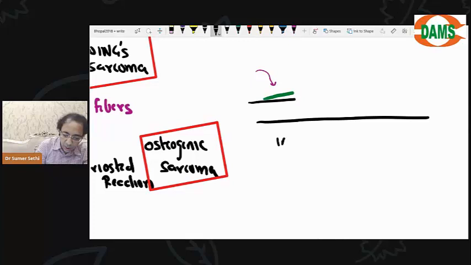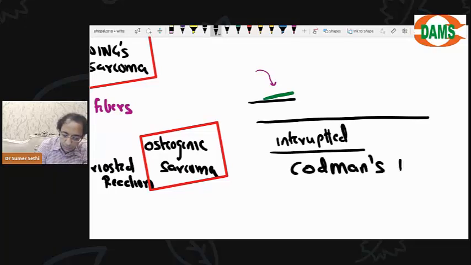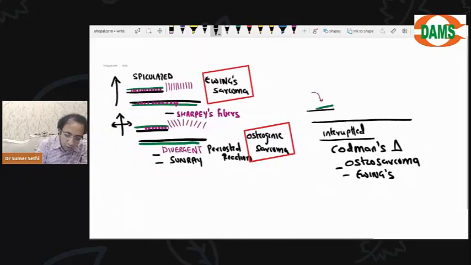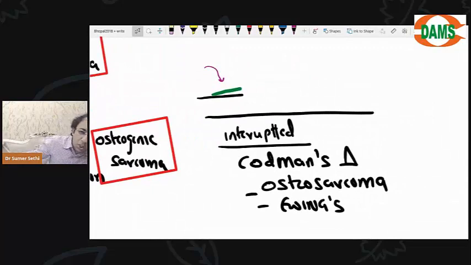You will see a tiny interrupted periosteal reaction called Codman's triangle. Again seen in malignancies like osteosarcoma, but can also be seen in Ewing's. Are you clear? Okay, everybody understands this or not? What is Codman's triangle? Codman triangle tells you that there is a tumor destroying the bone, destroying the periosteum. Only a part of a little bit interrupted, broken periosteum is seen. That is osteosarcoma, Codman triangle.